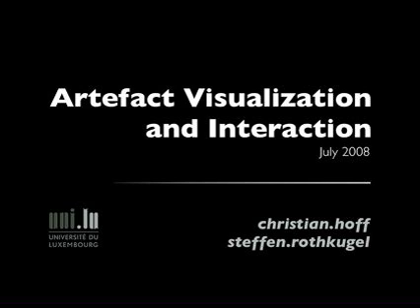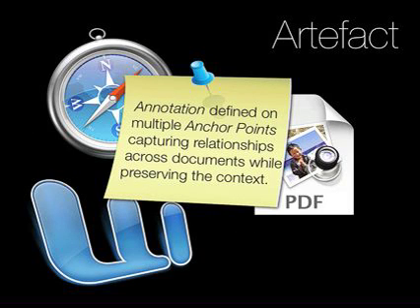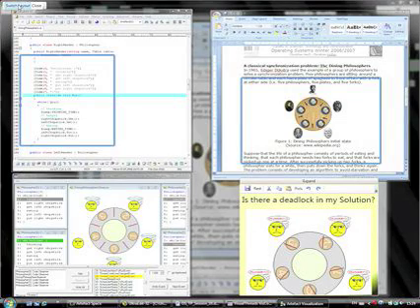Artifact visualization and interaction. Just a quick reminder on the quite informal definition of the term artifact as we use it. An annotation defined on multiple anchor points, capturing relationships across multiple documents while preserving the context. If you want to know all the gory details, please have a look at the other screencast entitled From Annotations to Artifacts. To be more concrete, here's a screenshot of our example artifact, this time in Windows.